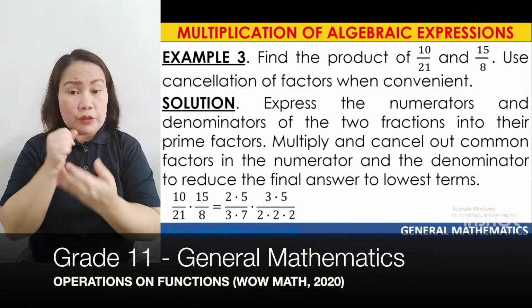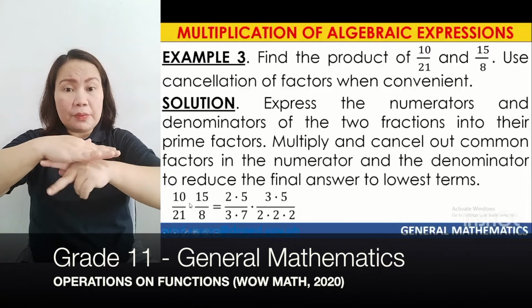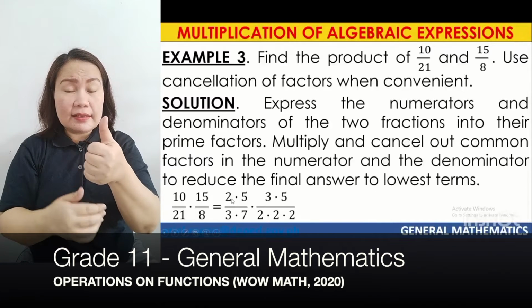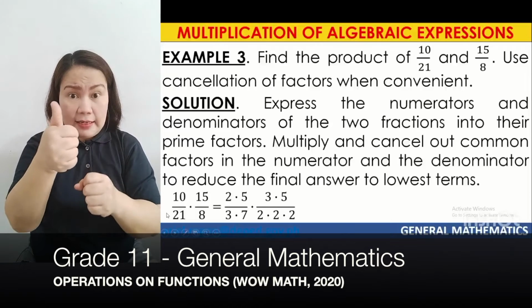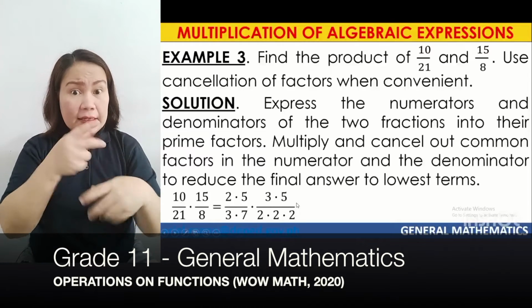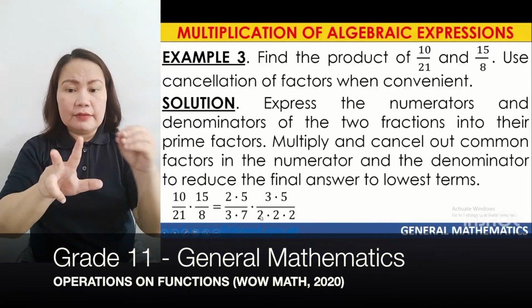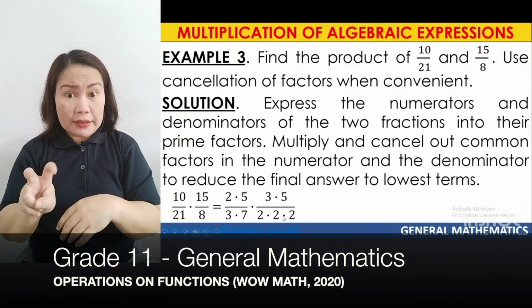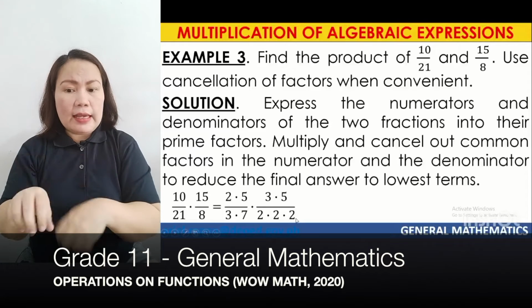So, the prime factors of 10 is 2 and 5. So, that will be 2 times 5. Yung 21 naman, 3 times 7. Yung 15, 3 times 5. And yung 8, pwede natin ilagay as 2 times 2 times 2. Okay.